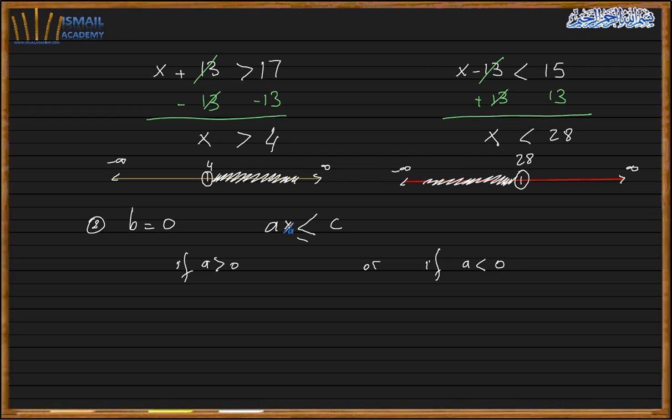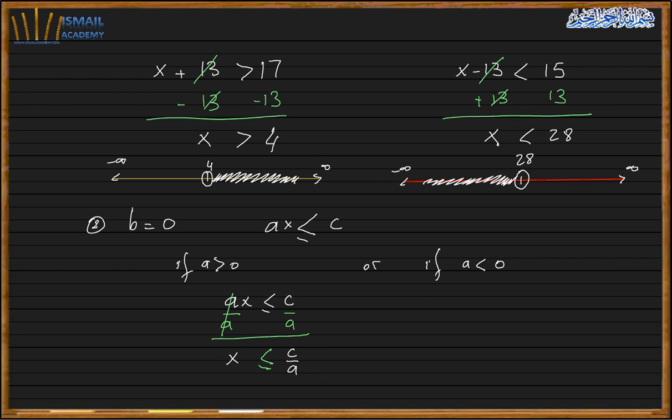If a is positive and we divide by a positive number, the sign stays the same. So if I have ax is less than c and a is positive, when we divide by a, the sign doesn't flip, it stays the same. So this will cancel out, and I end up having x is less than c over a.